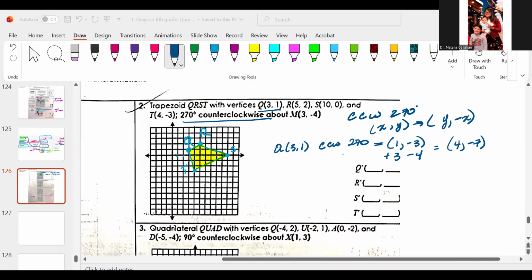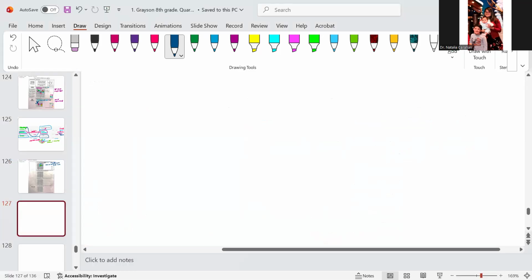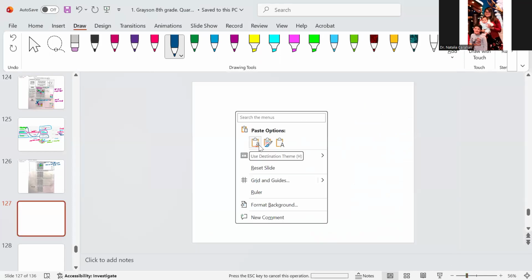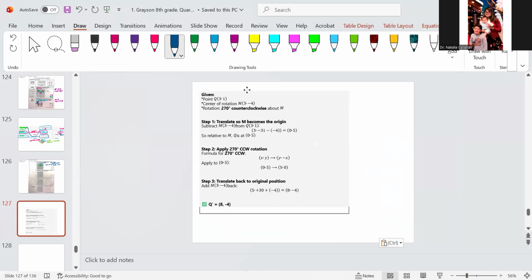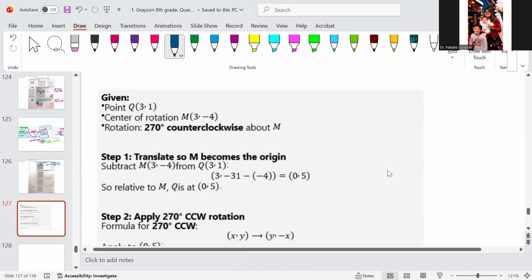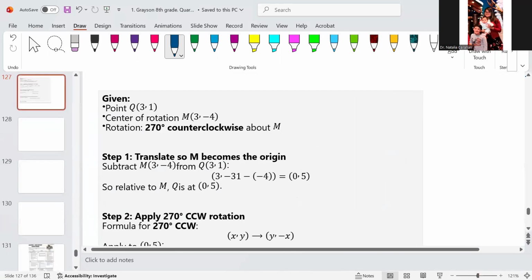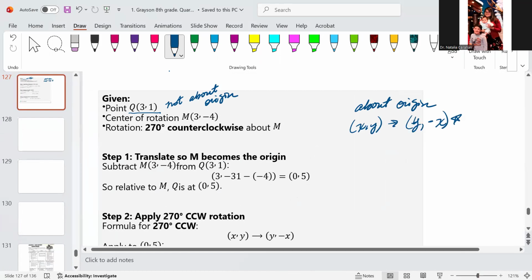Did your teacher tell you about the translation and everything? Like, how did he show you how to do that? Because I don't think he showed you guys the correct way of doing this. Did he explain it to you in class? Okay, so you're starting with Q, correct? Yeah. If it's not about the origin, if it is about the origin, you just use this. x, y goes to y, negative x, correct? Yes. You just use that, right? Yes.